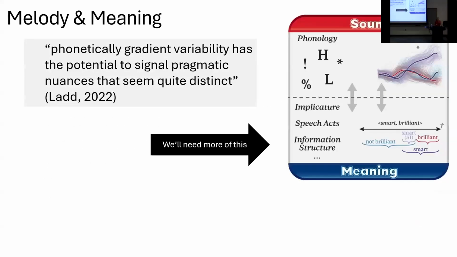And I'm going to end here with a quote from Bob Ladd, who's a giant in the world of intonation research, who said in this 2022 paper, kind of schooling us all to pay more attention, kind of like Professor Catford, pay more attention: phonetically gradient variability has the potential to signal pragmatic nuances that seem quite distinct. And then he kind of left it there.